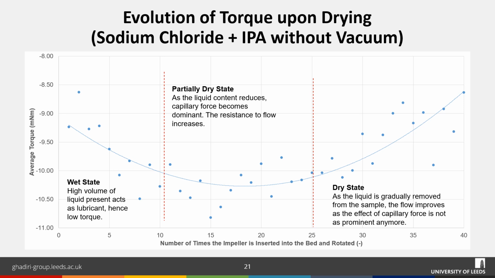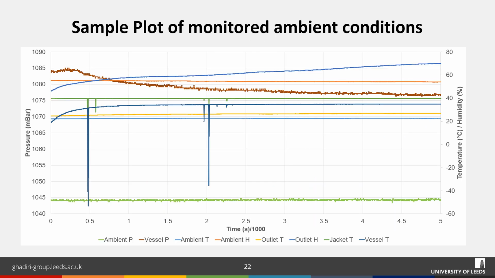So essentially what I'm trying to demonstrate here is that our system is able to pick up the tiny change in the particle dynamics during the drying process just by monitoring the change in the impeller torque. And this is just a plot showing the change in conditions monitored by the sensors we deploy in our test rig. You can see how they change as a function of time.